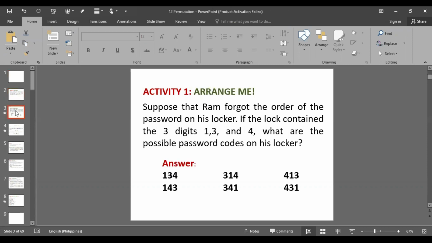Okay, let's see if you got it all. So these are all the possible password codes on Ram's locker. Did you get all of this?